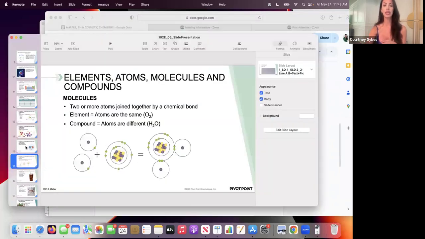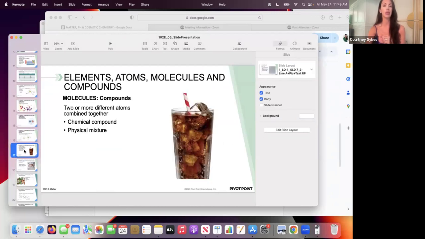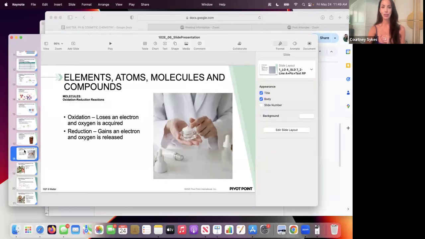So molecules, that's very simple. For your test, for your final exam, it'll just be simple questions on what is a molecule, what is an elemental molecule, what's a compound molecule. And then this goes on to tell you about molecules. Two or more different atoms combined together create a chemical compound or a chemical mixture, that's for sure.